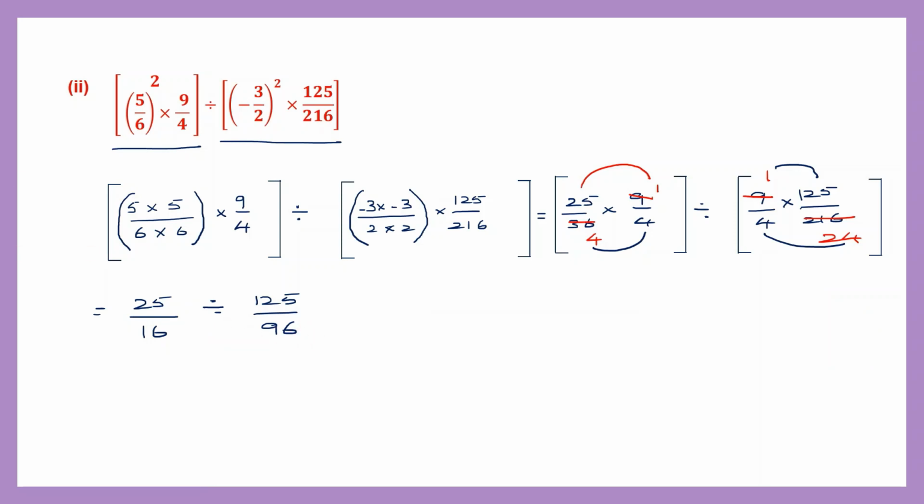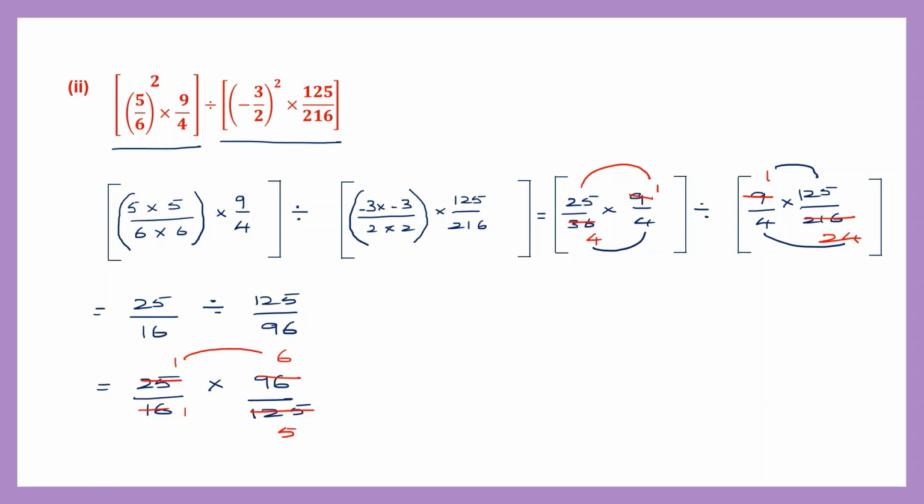Now this is division of fractions. That means we write the first fraction as it is. Division changes to multiplication. We write the reciprocal of the next one, that is 96 by 125. Now let's see if we can cancel. We can cancel 25 and 125. 25 into 1 is 25 and 25 into 5 is 125. Similarly, we can cancel 16 and 96. 16 ones are 16 and 16 sixes are 96. Okay, so now the cancelling is over.